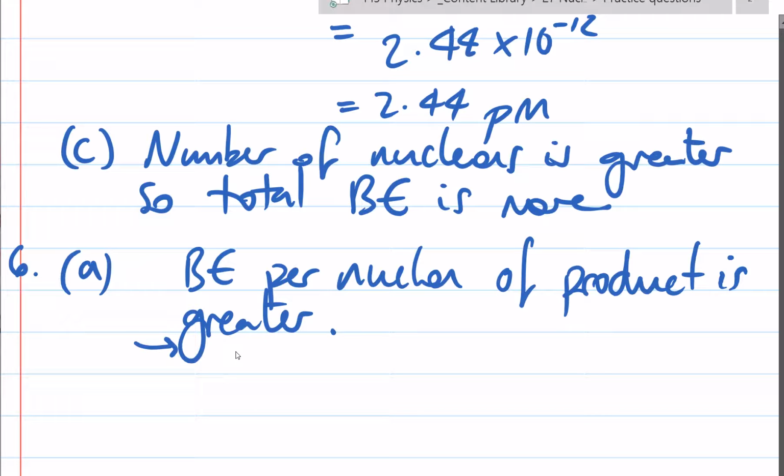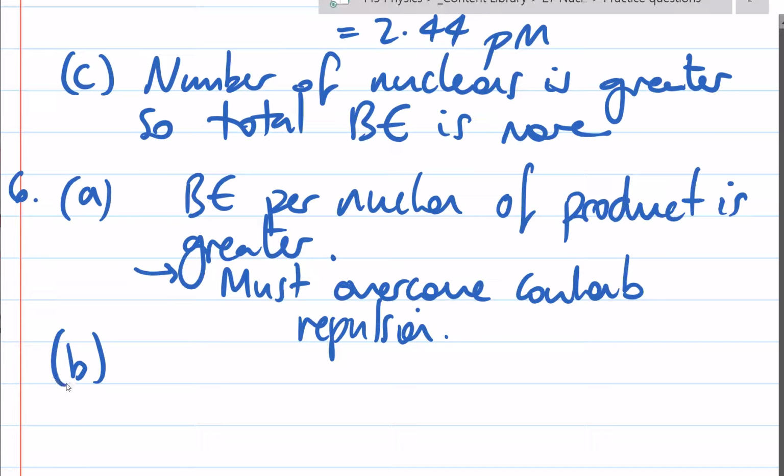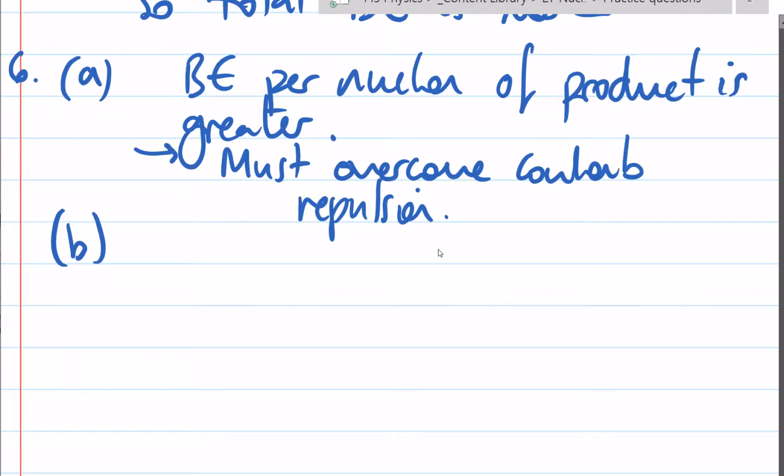And why is it hard to overcome? Why is it hard to do? Overcome Coulomb repulsion, or the electrostatic force, whichever you prefer to say. Another one, working out the mass difference here.